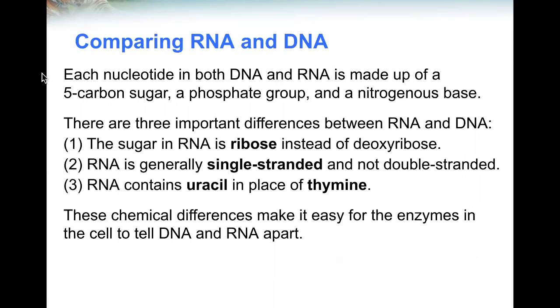Each nucleotide in both DNA and RNA is made up of a 5-carbon sugar, a phosphate group, and a nitrogenous base. There are 3 important differences between RNA and DNA. The sugar in RNA is ribose instead of deoxyribose. RNA is generally single-stranded and not double-stranded. RNA contains uracil in place of thymine. These chemical differences make it easy for an enzyme in the cell to tell DNA and RNA apart.